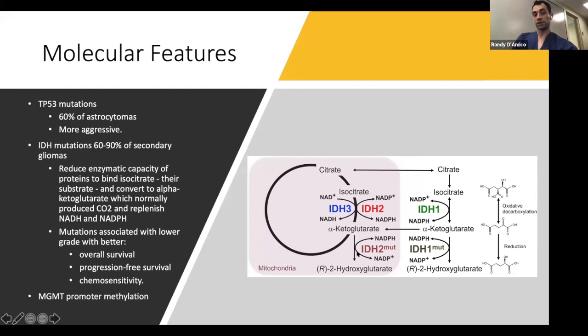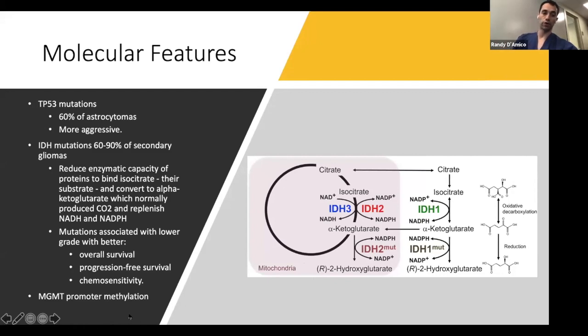When you have an IDH mutation, it turns out you have better overall survival, better progression-free survival, and better chemosensitivity, meaning you respond better to the chemotherapies. And so overall, a better prognosis. And so this is something that's really come about in probably the past 10 years or so, and plays a big role in our decision of how we're going to treat these patients. What treatment options are available.